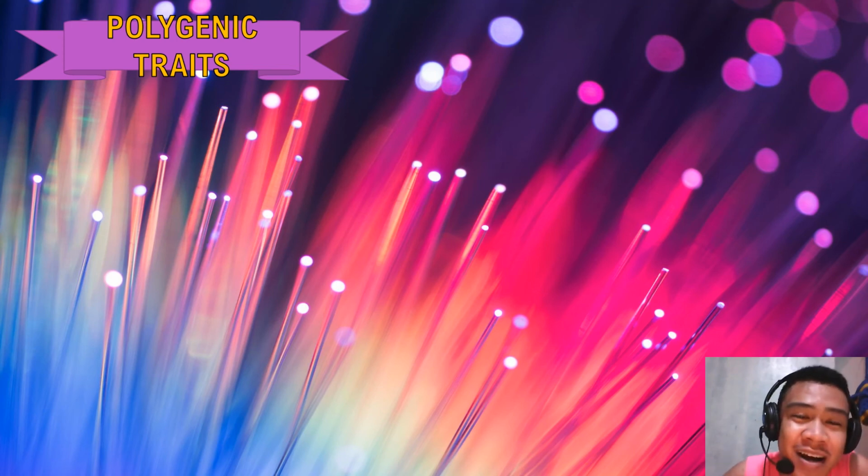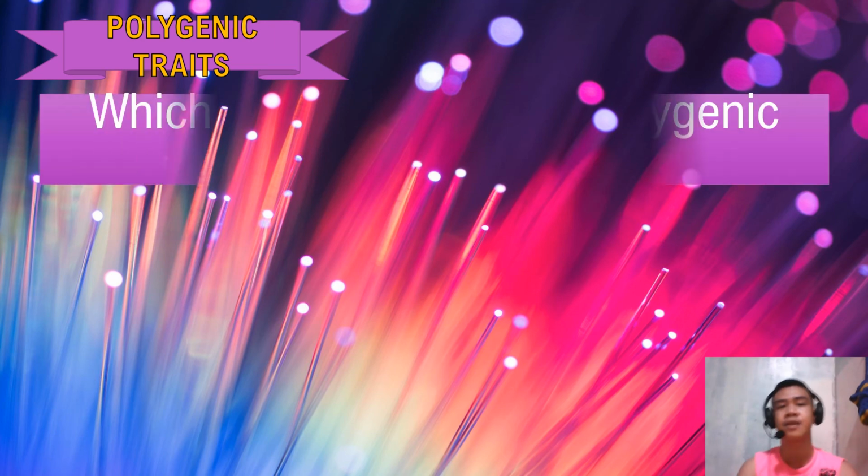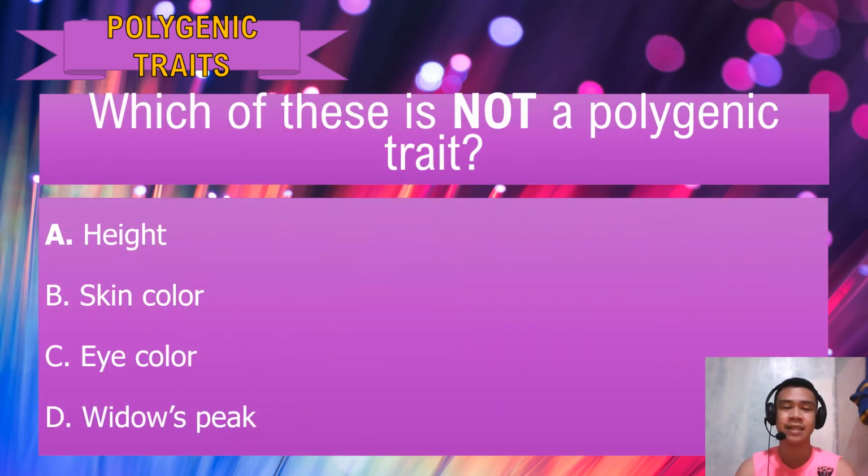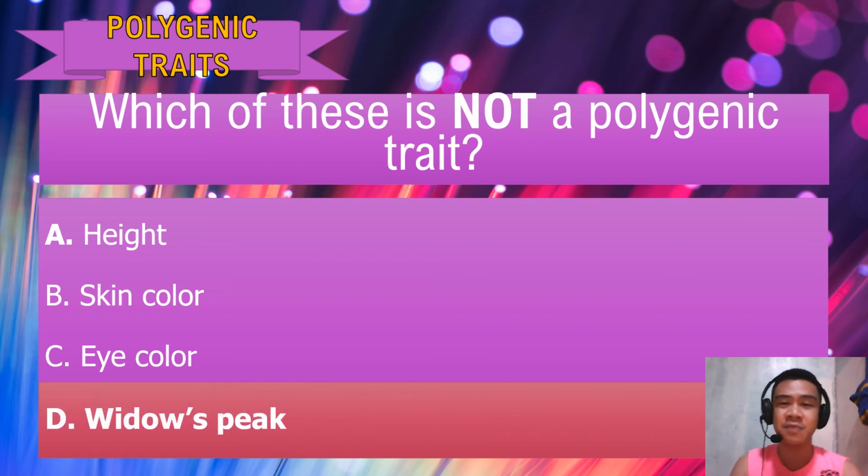Let's check your understanding. Which of these is not a polygenic trait? A. Height, B. Skin color, C. Eye color, or D. Widow's peak? Go. Okay, what is your answer? The correct answer is letter D. Widow's peak is not a polygenic trait. So D is the answer.